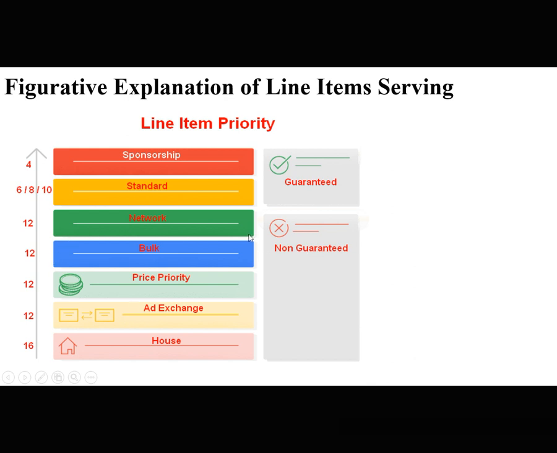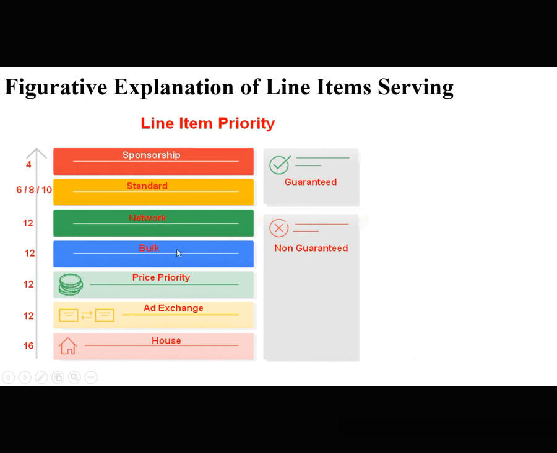Third is network priority. Network priority is also guaranteed. So the ad network giving the highest value, the highest bid for the ad locations, their ad runs.